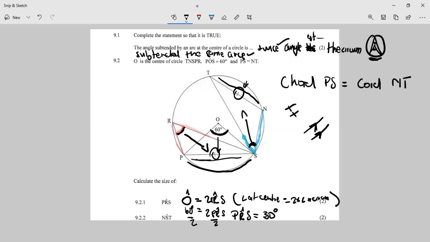So with us knowing that information, we can say angle NST, which is that one over there, as previously stated, is equal to angle PRS, because they are subtending equal chords. Angles subtending equal chords.